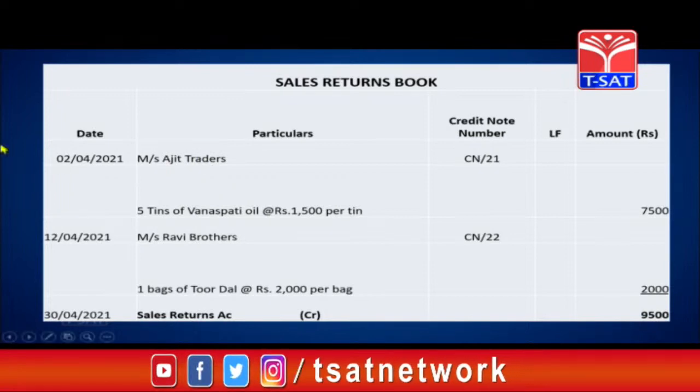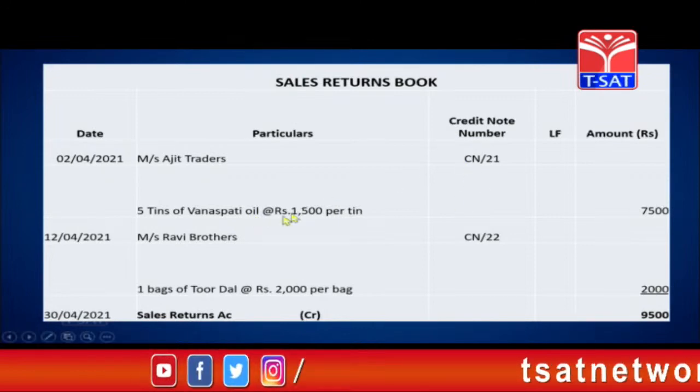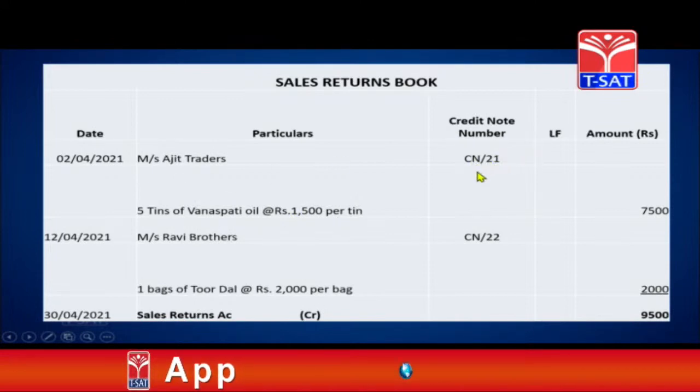So here in this example, you got the goods return from Ajit Traders on 2nd April. The details of the goods are 5 tins of Vanaspati oil which we sold earlier on credit basis to this customer. So here we write the details of the goods, then we write the credit note number which is issued by us to Ajit Traders, which is acknowledging that his account is credited with 7,500 rupees.